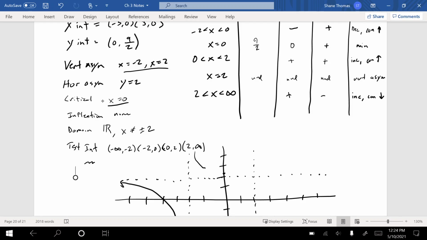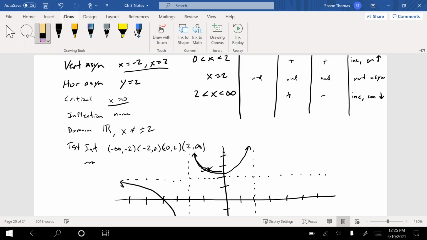What's that? Yeah. So it'll be up here. Good call. I messed up the fraction in my head. Okay, here and here.